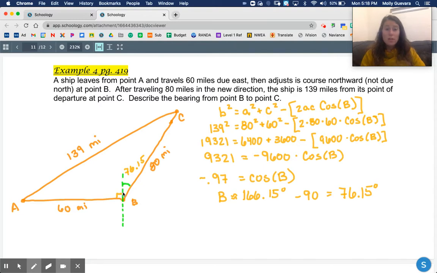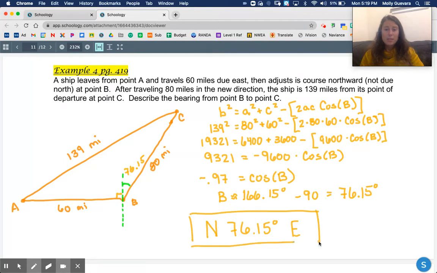Well, I'm starting on the north axis, so it's north. And then I'm going 76.15 degrees to the right, which is the direction of east. So there is my bearing to go from B to C. Hopefully not too bad. Cross our fingers here.